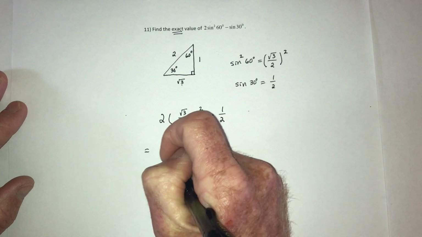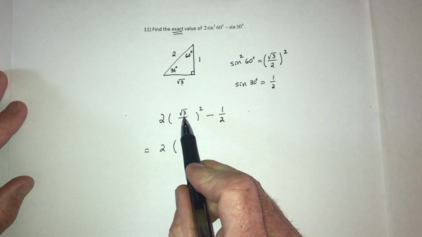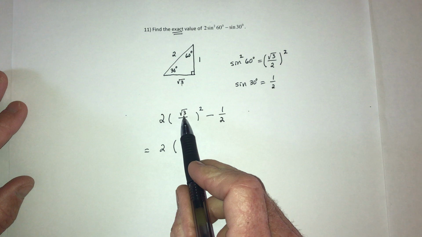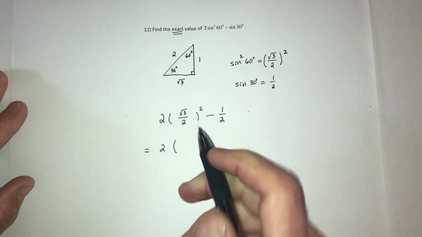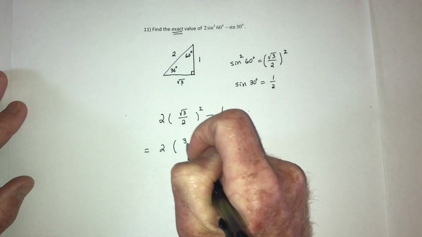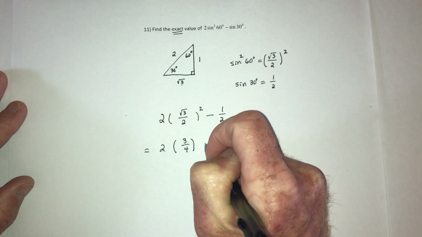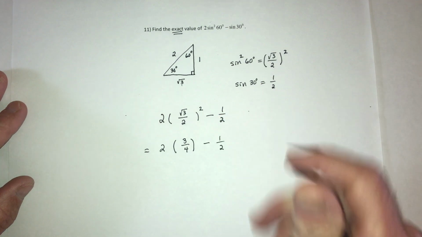And that one is not squared, so it's just the 1/2. Okay, now simplify this answer. So when you square this radical 3, that's just going to be 3. And when you square 2, that's a 4. So this is going to be a 3 over a 4, and then subtract 1/2.